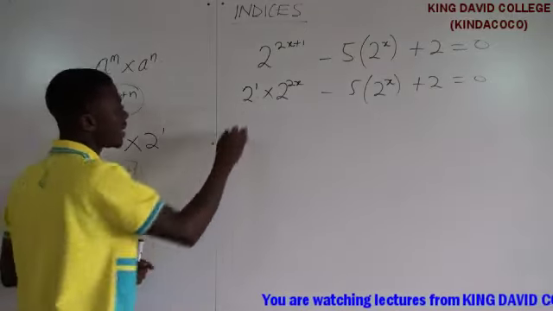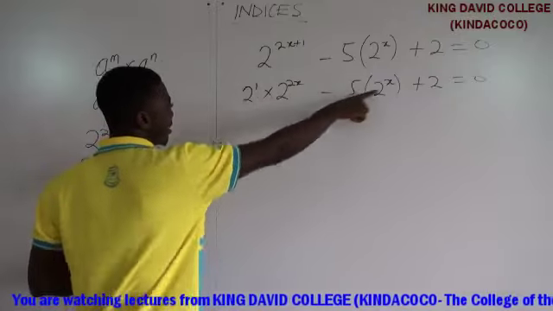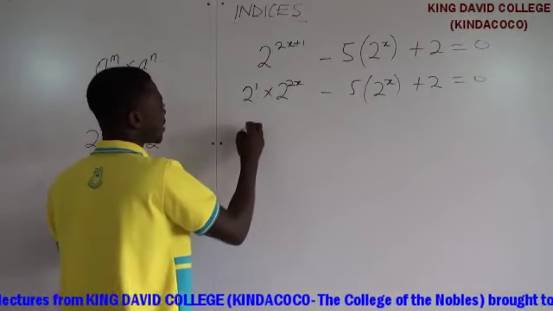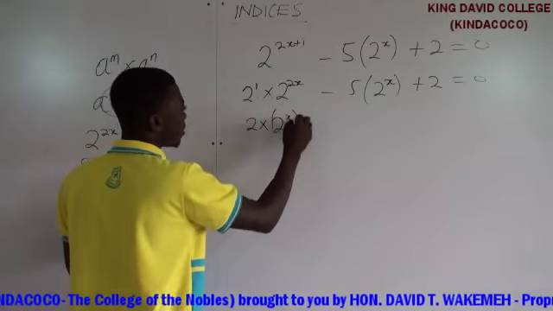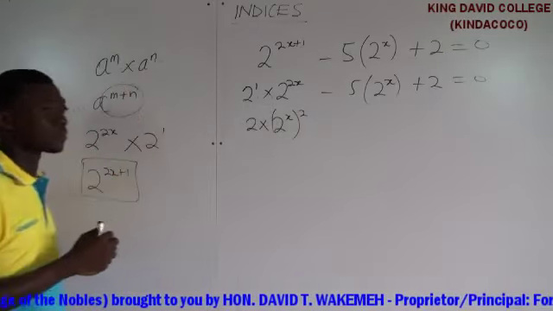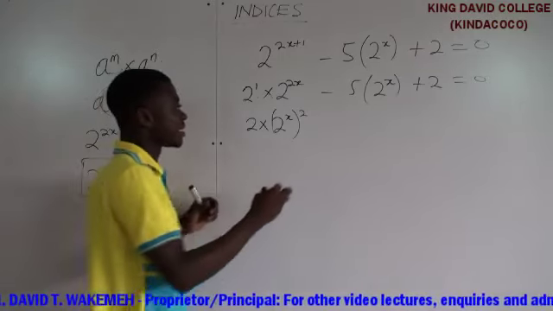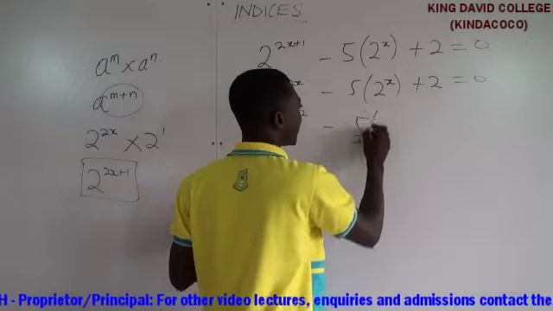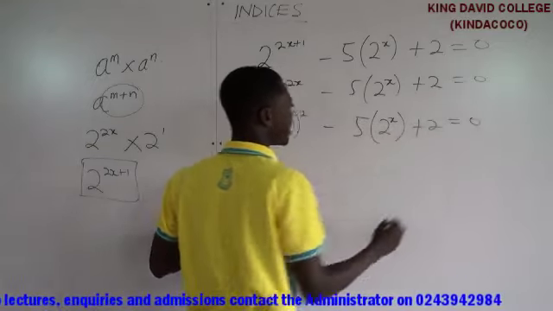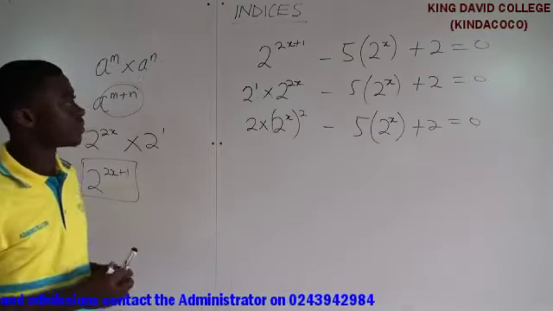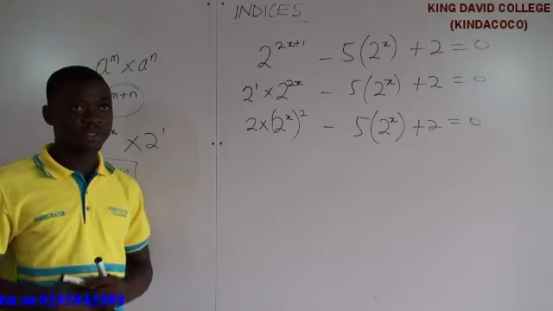Okay. So here, you realize we met this before, and so we want it to stand like this. So this will become 2 times 2 to the power x, all this square. Then minus 5 times 2 to the power x plus 2 is equal to 0. So we are having this situation.